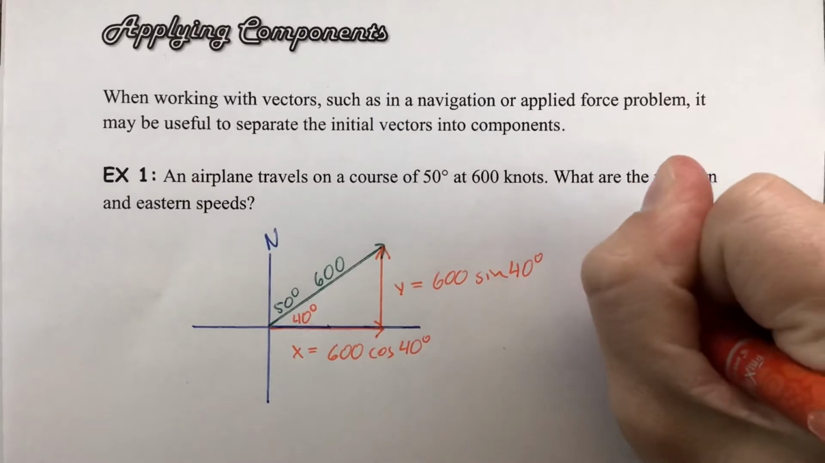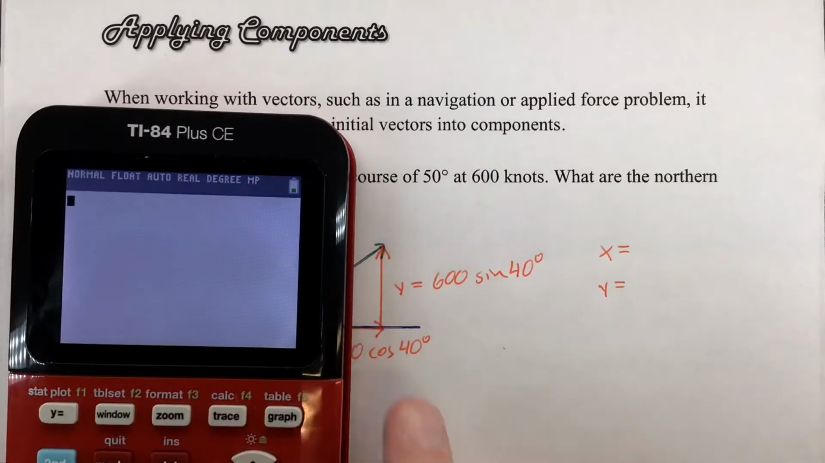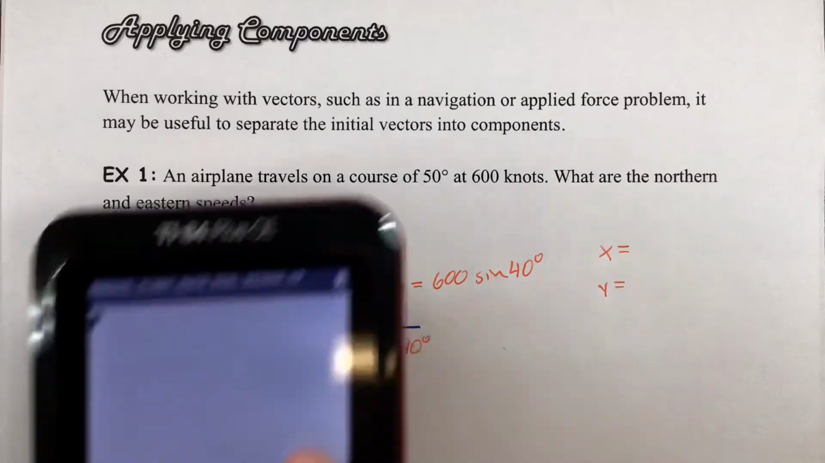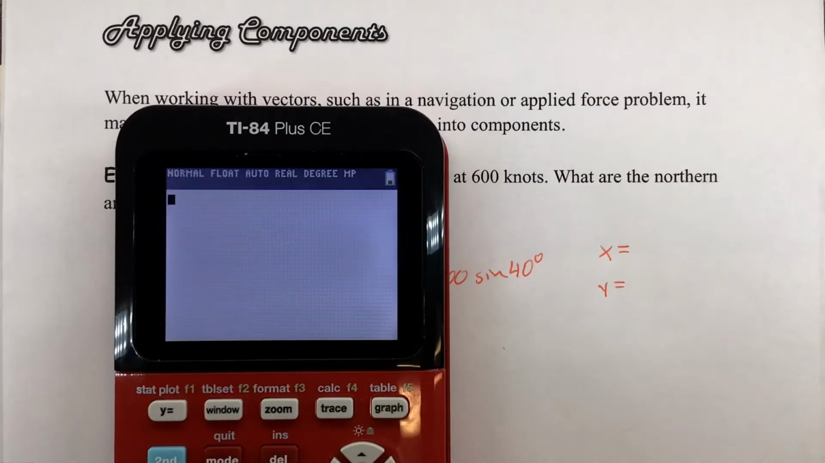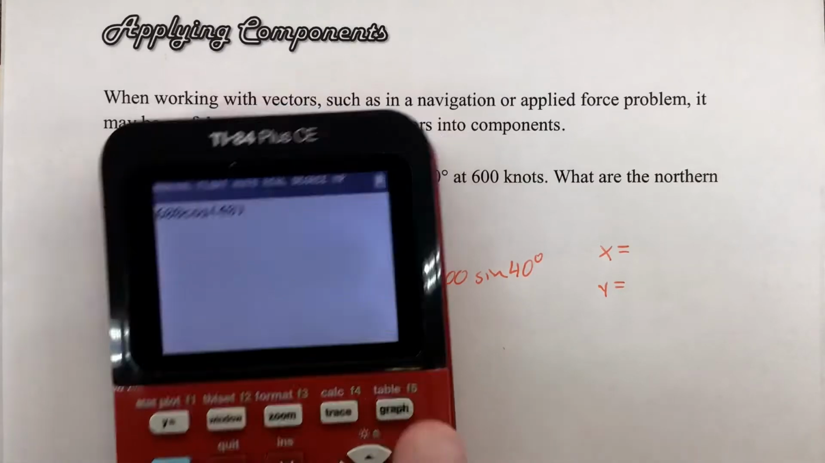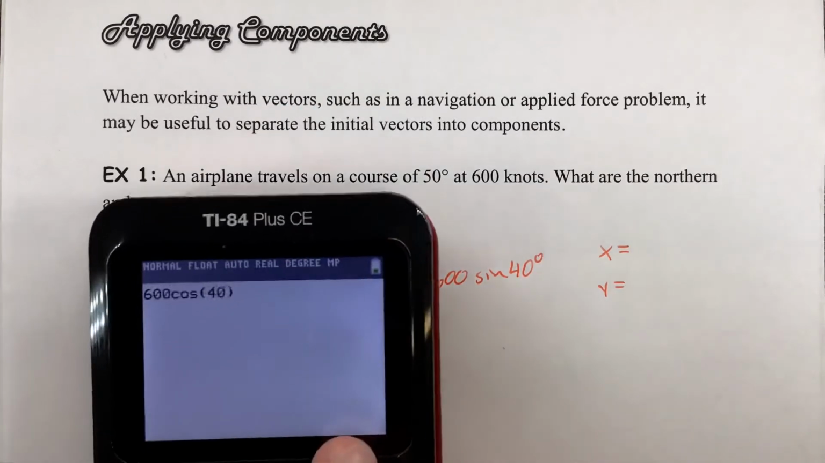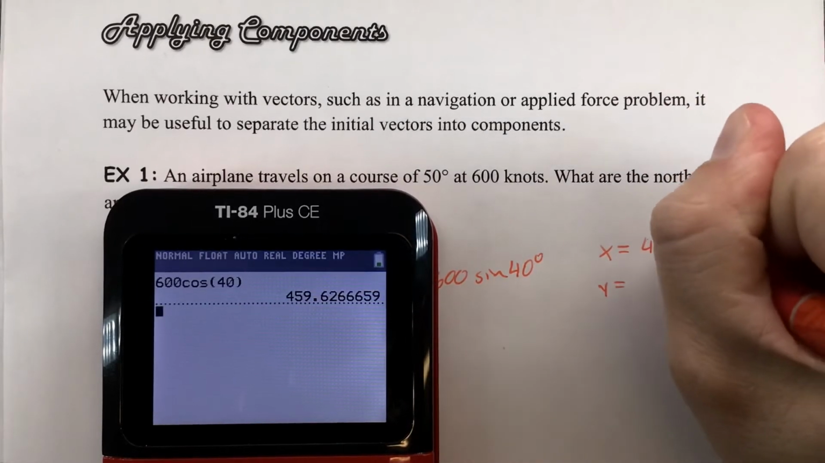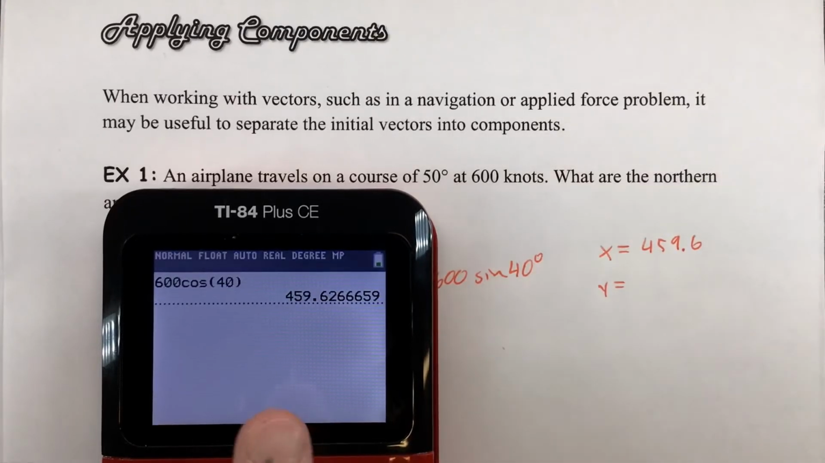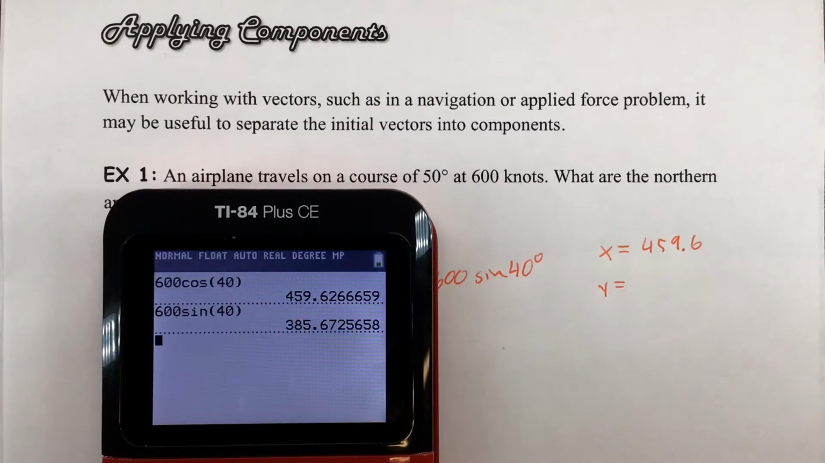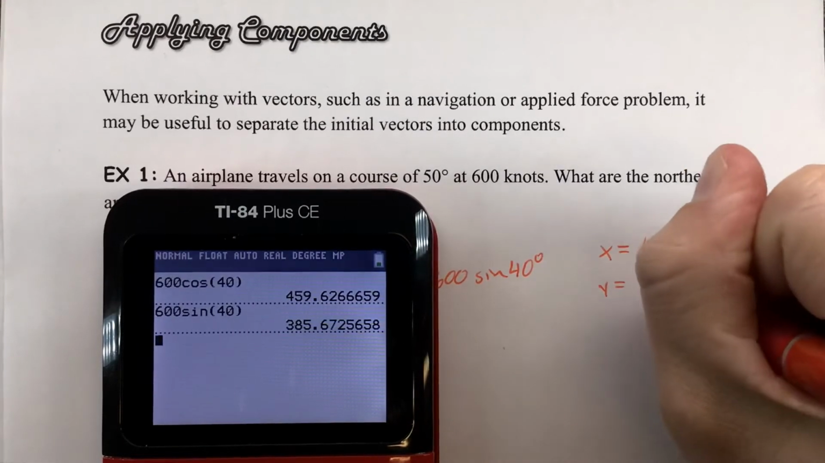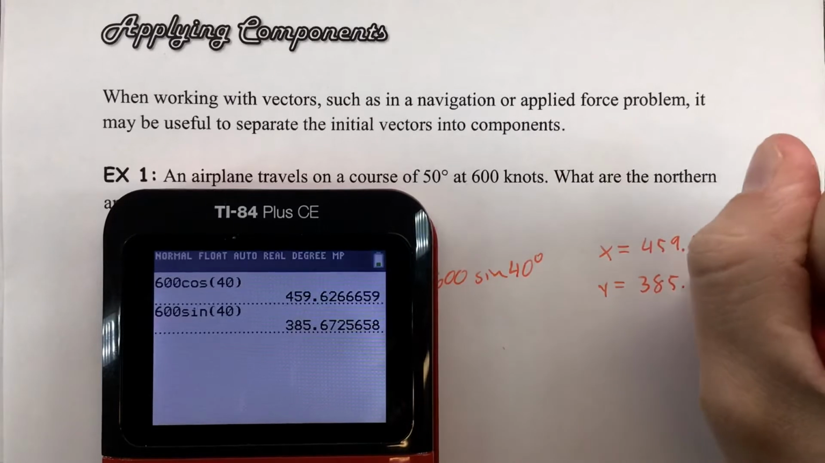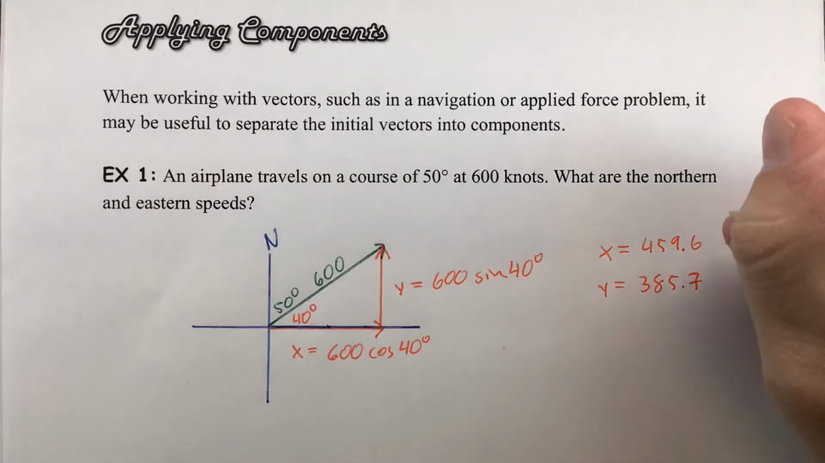We'll go ahead and just write this up first. For the x, we're going to be looking at 600 times the cosine of 40, which is going to give us approximately 459.6 knots. Then for the y, the only difference is you change it to sine, which is going to give us 385.7. We'll go ahead and add on here knots.